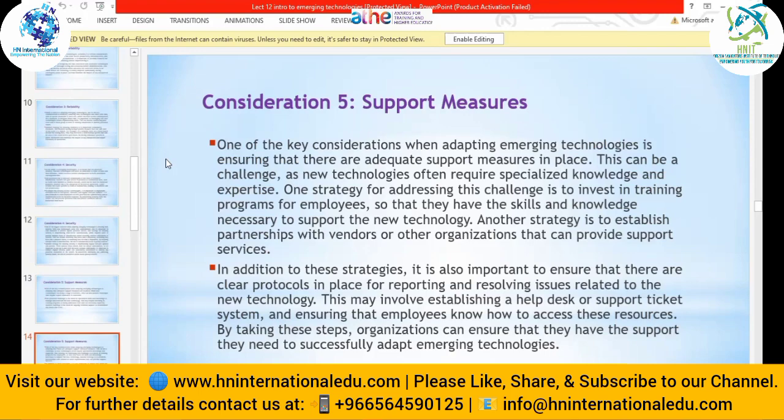In addition to these strategies, it is also important to ensure that there are clear protocols in place for reporting and resolving issues related to the new technology. This may involve establishing a help desk or support ticket system and ensuring that employees know how to access these resources. By taking these steps, organizations can ensure that they have the support they need to successfully adopt emerging technologies.